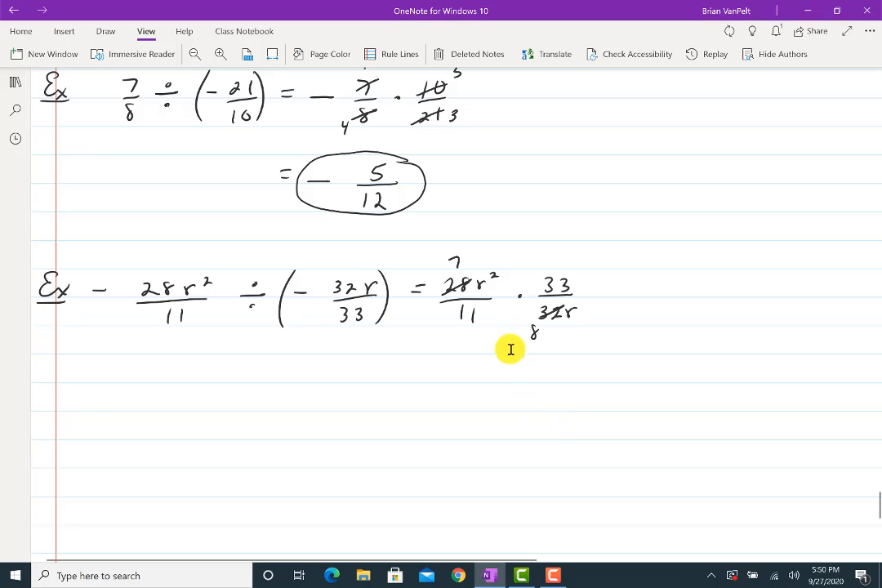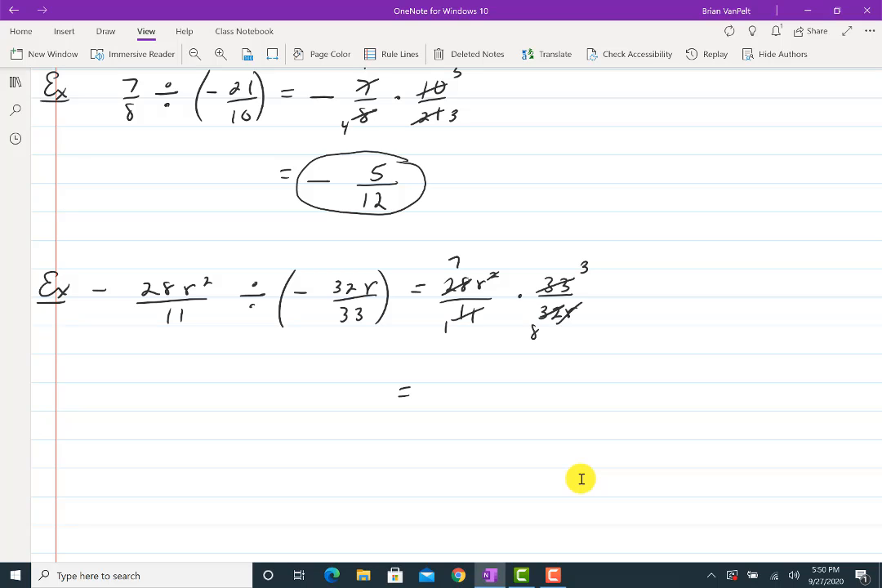Then I can even do this. R squared and R. I can cancel away that R and take away the exponent because R squared divided by R is just R. I can move on to the 33 and the 11. 11 goes into itself 11 times, but 11 goes into 33 3 times.